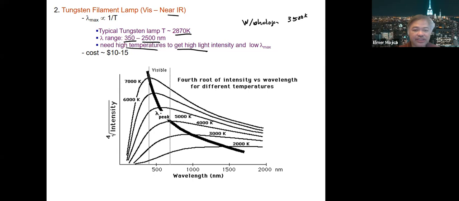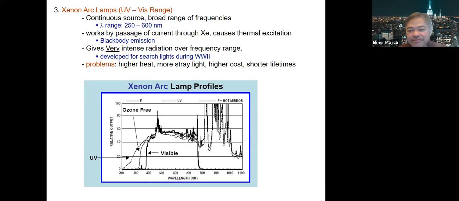Now, the other one that covers both the UV and the visible is the so-called xenon arc lamp. It's a continuous source, with a broad range of frequency. The range should be from 250 to 600. Again, it's just like the black body emission, and works by passage of current through xenon. Tungsten before, this is xenon. It causes thermal excitation and gives very intense radiation over the frequency range.